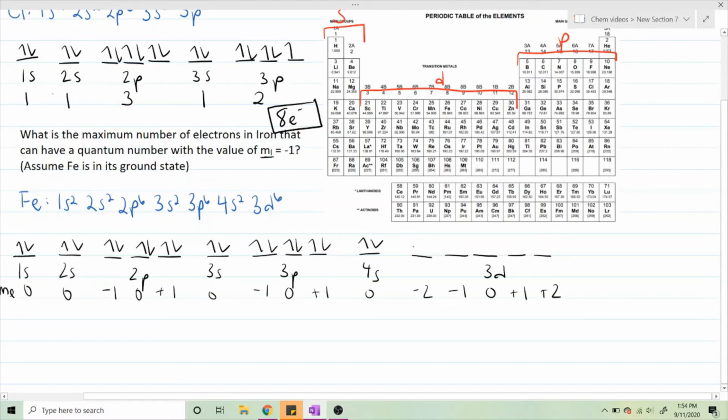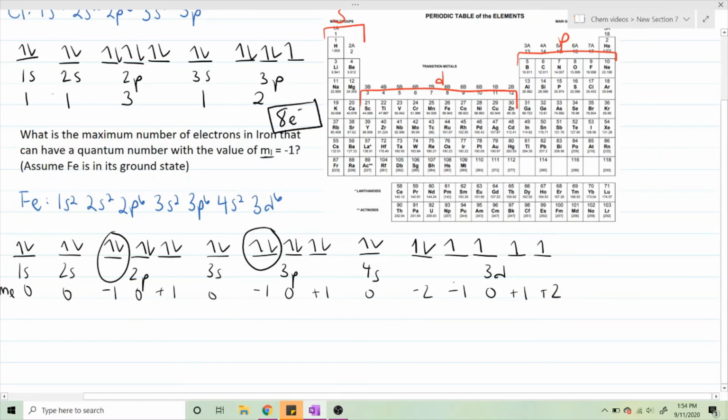And then we get to this last one, which is 3d6. So 1, 2, 3, 4, 5, 6. And that last electron really could go in any of these because, again, they are all equal in energy. And so that is going to come into play when we're determining the minimum and maximum. So it's asking for m sub l is -1. So we don't count any from the s orbitals. Coming to the p, we have one box that has 2 electrons for -1, another 2 from 3p, and then we get to 3d.